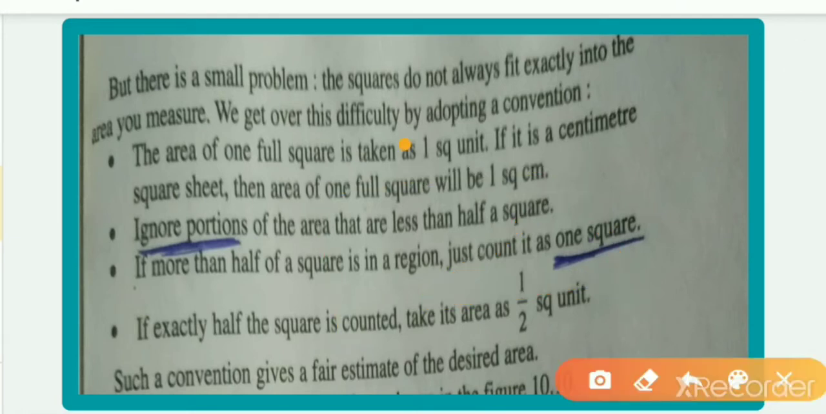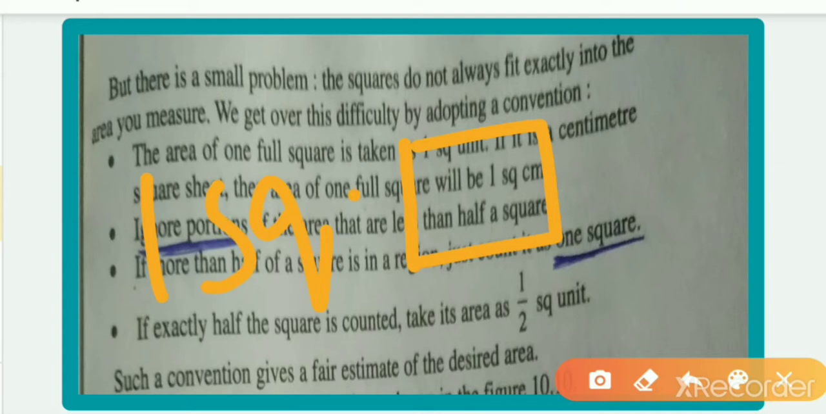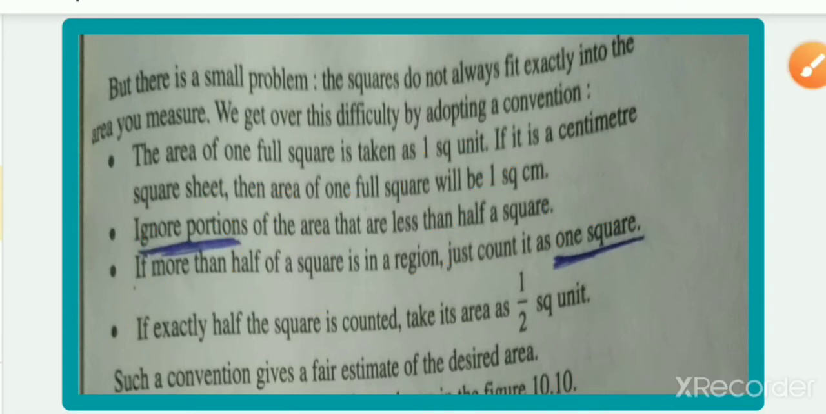Wait, let me draw once again. If the square is given like this, a complete square, its area will be 1 square unit. But if half a square is given to you somewhere, its area will be counted as half square unit. Okay, so now we have discussed the points.